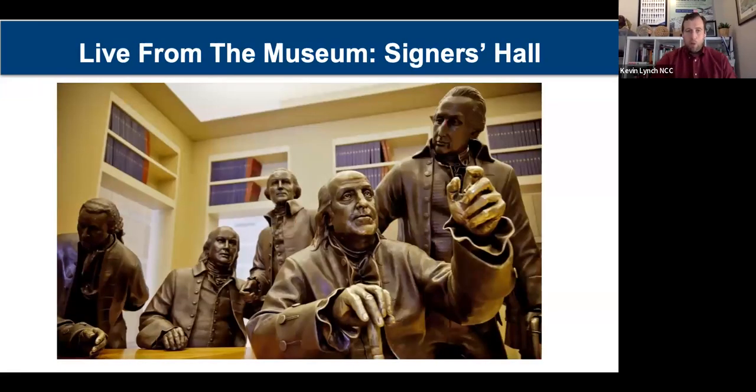Classic one, if you've been to the center before, you'll remember the Signers Hall room, 42 life-size bronze statues of the men who were present for the signing of the Constitution. Students can get an up-close conversation with George Washington, Ben Franklin, everyone's favorite Broadway star, Alexander Hamilton. And we'll take you through the debates and the discussions of the founding of the Constitution.